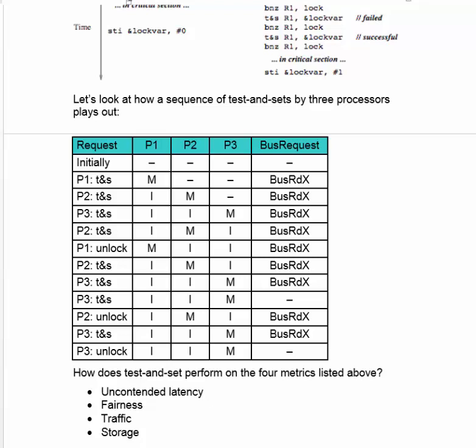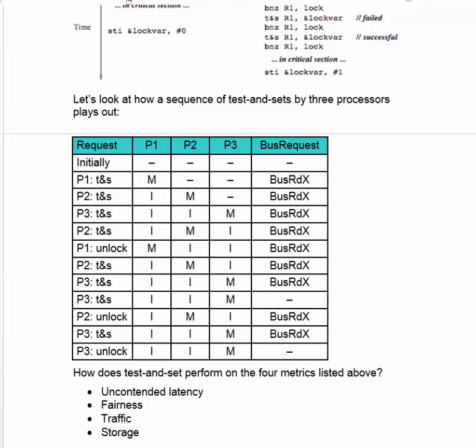Now let's see how test and set did on these four metrics for performance. First of all, on uncontended latency, it doesn't do too badly, because if nobody else is contending for the lock, the processor that wants to get it simply does the lock operation. Test and set will find the value to be 0, and it's changed to 1, and it doesn't have to invalidate a cache line. It immediately enters the critical section.